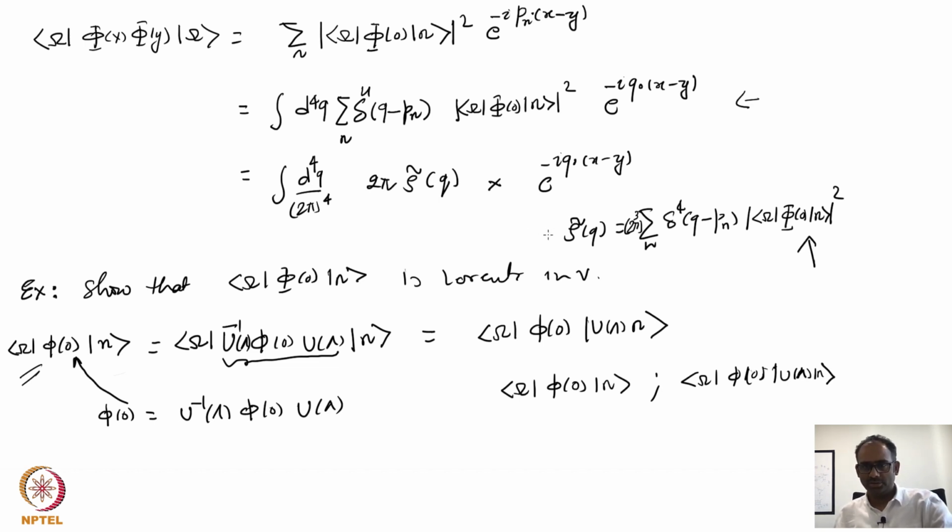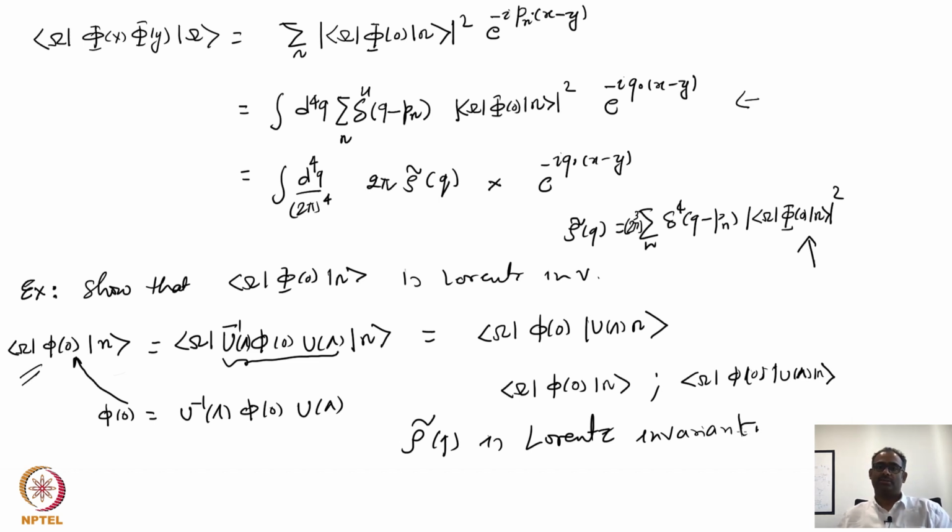So, rho tilde q is Lorentz invariant. So, I write rho tilde q is Lorentz invariant.